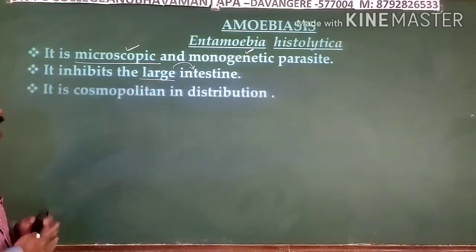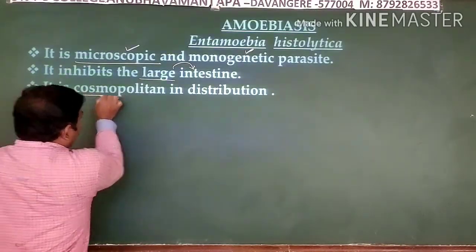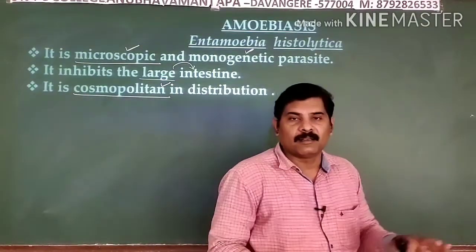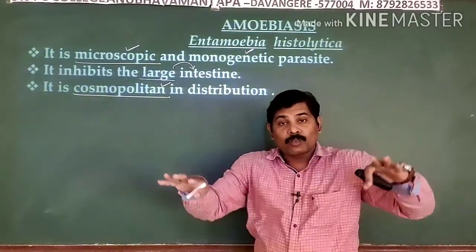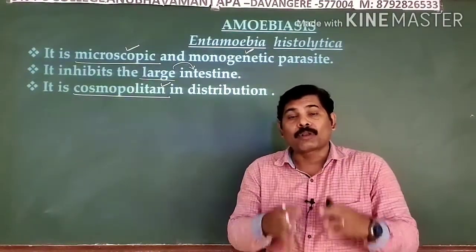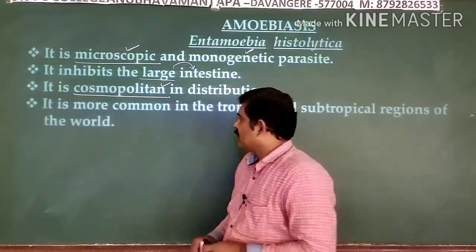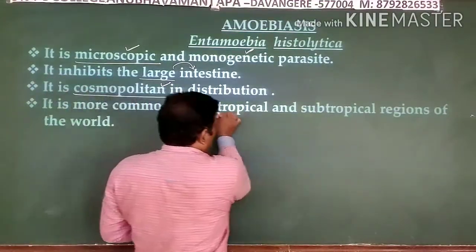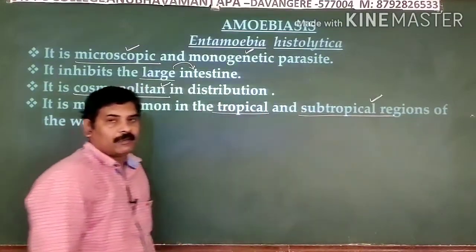Coming to the distribution, it is cosmopolitan. Cosmopolitan in the distribution means it is spread all over the world. This parasite is spread all over the world, but the severity of the disease is more in tropical and subtropical areas. Clear? That is one thing. It is more common in the tropical and subtropical regions of the world.